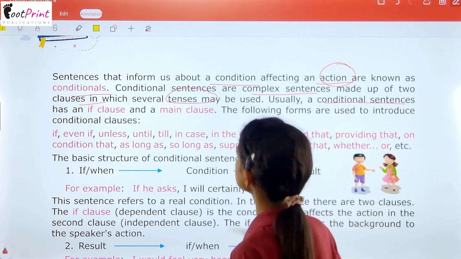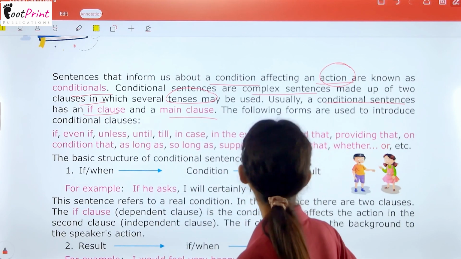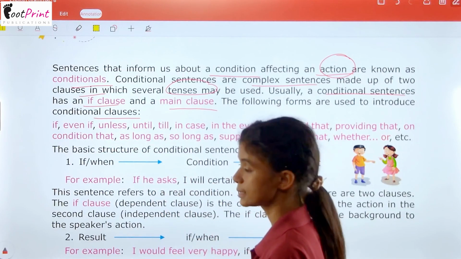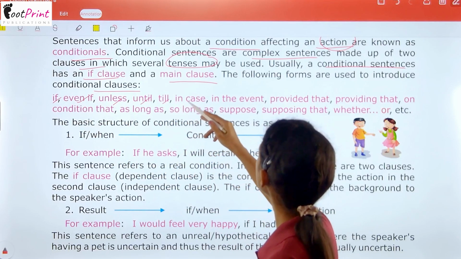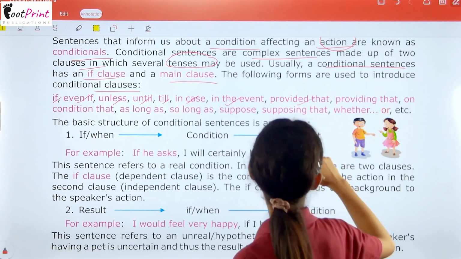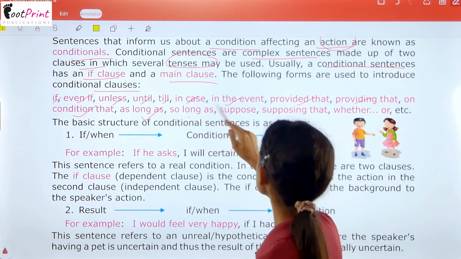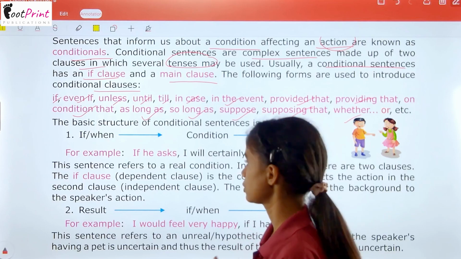Usually a conditional sentence has an if clause and a main clause. The following forms are used to introduce conditional clauses. Let's see what these are: if, even if, unless, until, till, in case, in the event, provided that, providing that, on condition that, as long as, so long as, suppose, supposing that, whether, or, etc.